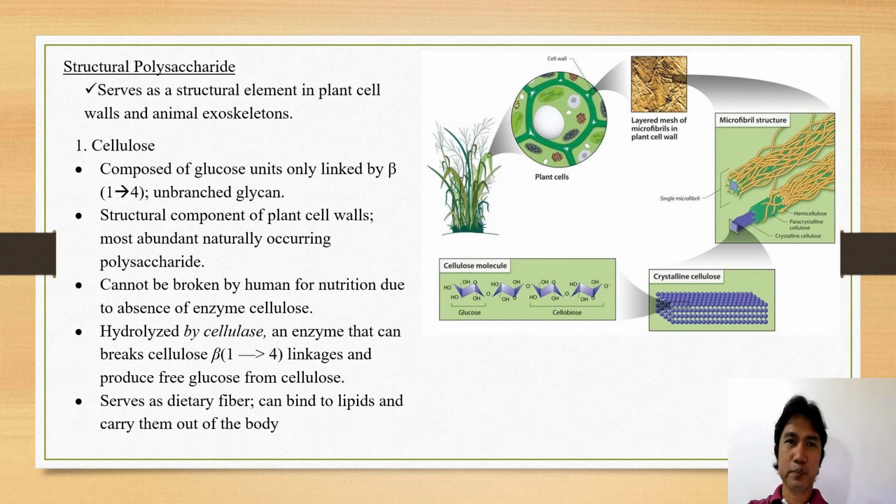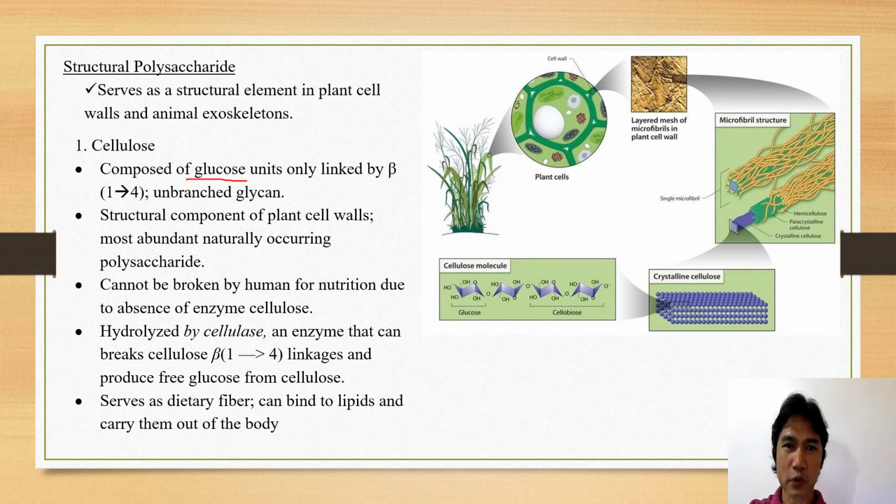Another polysaccharide is cellulose, and cellulose is classified as a structural polysaccharide. It says here they serve as a structural element in plant cells and animal skeletons. So structural polysaccharides serve that function. The first example of a structural polysaccharide is cellulose.